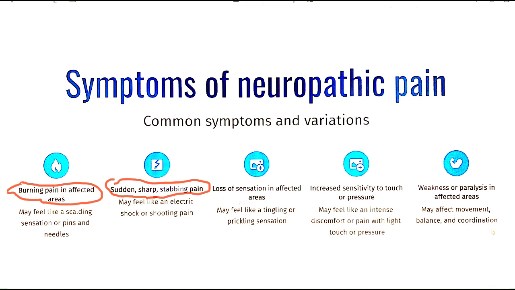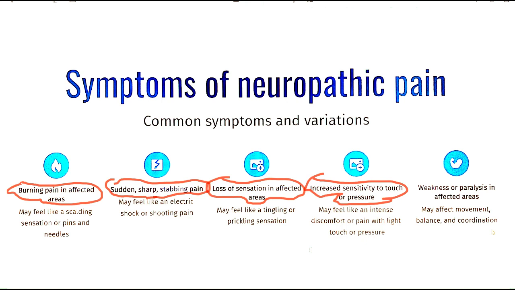The third symptom of neuropathic pain is a loss of sensation in the affected area. It may feel like a prickling sensation or loss of sensation, which is mostly happening in diabetic patients. Another symptom of neuropathic pain is increased sensitivity to touch or pressure.